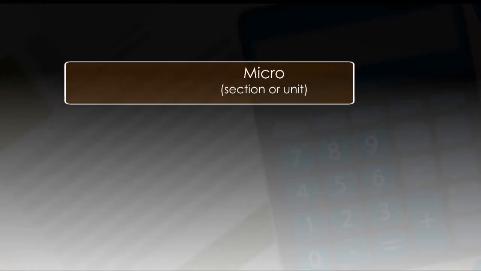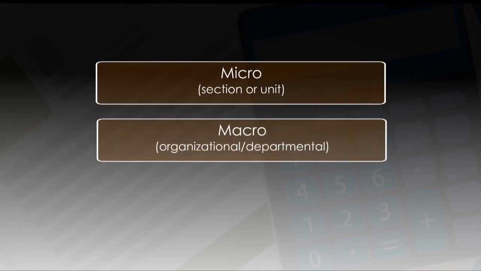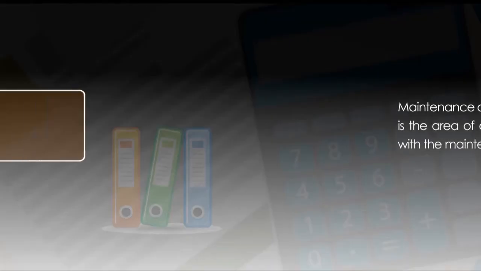Budgeting may be done both at micro, for example section or unit, and macro, that is organizational or departmental levels. Realistic planning of budget at both levels provides impetus to performance-oriented activities and programs.